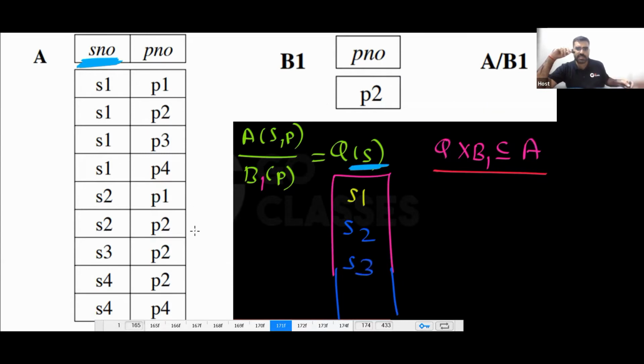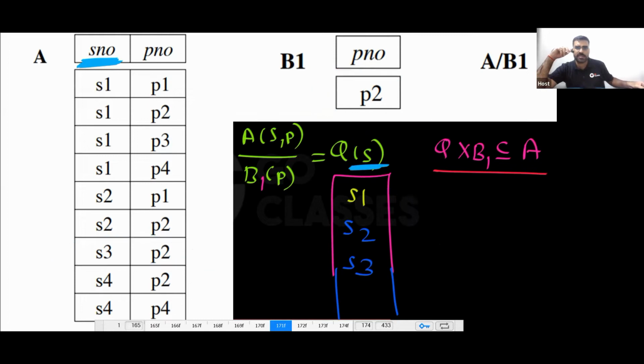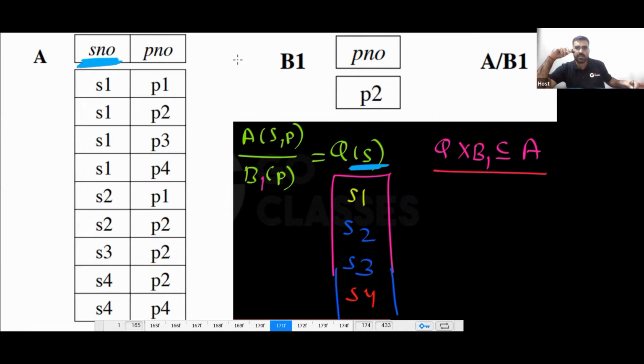Can I put S3 here? S3 P2 is already here, so this condition is satisfied. Can I put S4 here? S4 P2 is already here, so this condition is satisfied. Okay, can I put something else here?